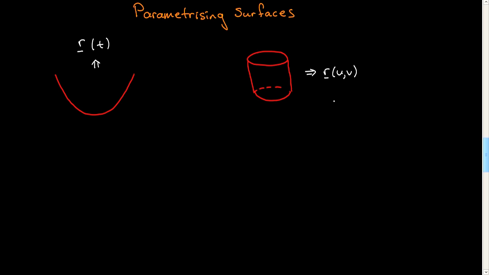Just to be clear, that means providing x(u,v), y(u,v), and z(u,v). Of course, your parameters might not be called u and v, but that's the idea. You should certainly be able to parameterize simple surfaces like pieces of cylinders and pieces of spheres. With that in mind, I have some example problems here.